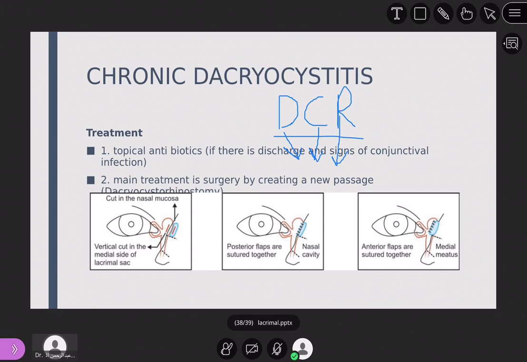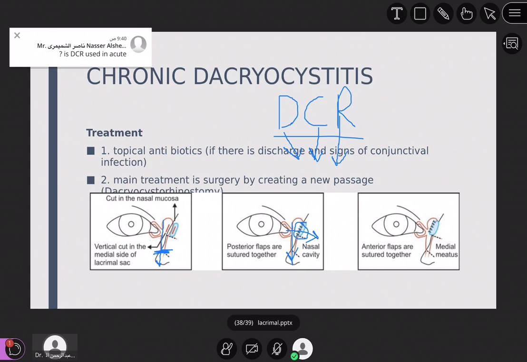This is the surgery down here: a new passage between the nose, or the nasal mucosa, and the lacrimal sac. So instead of being drained like this, because there is obstruction here, you will just create a new opening in the middle of the lacrimal sac, and it will be drained here instead of here, because here we have obstruction.